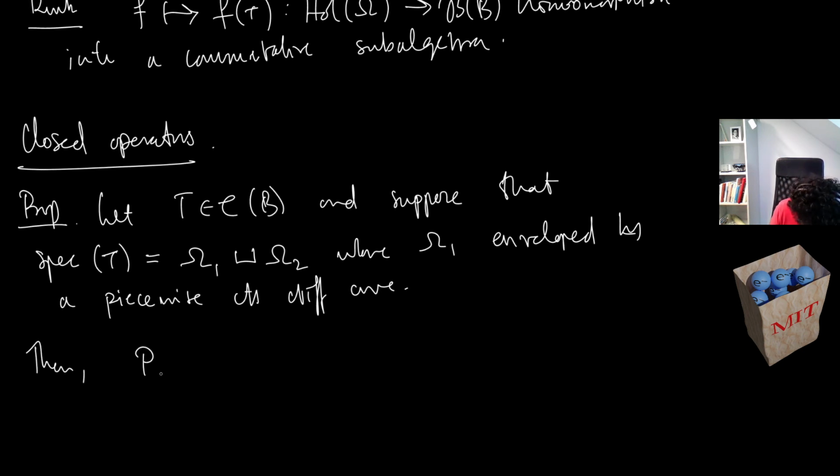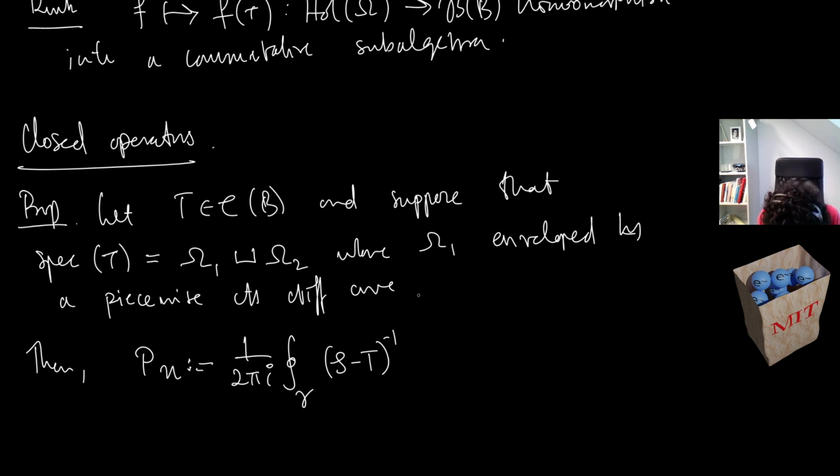Then P of U is defined by 1 over 2 pi i times the integral over gamma of (zeta minus T) inverse, where gamma is a continuous differentiable curve with compact image. So in particular, that means that gamma 1 is compact, omega 1 is compact, right?